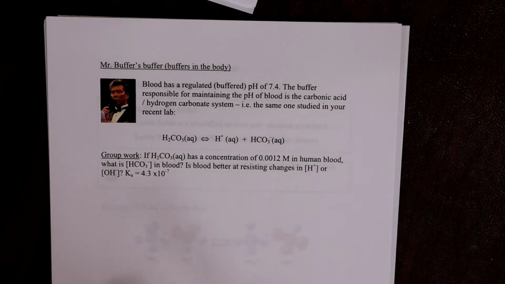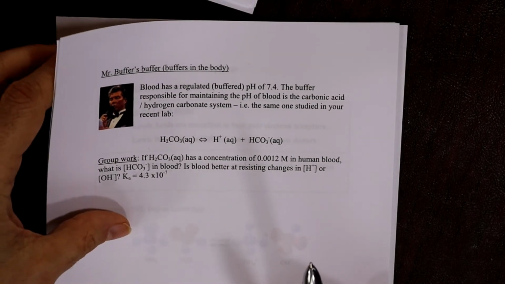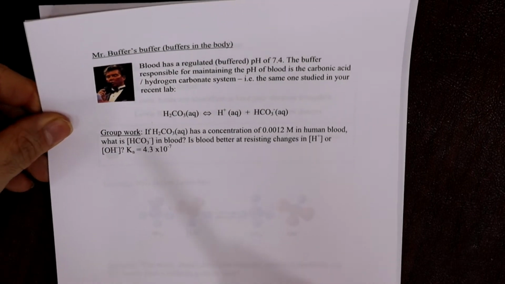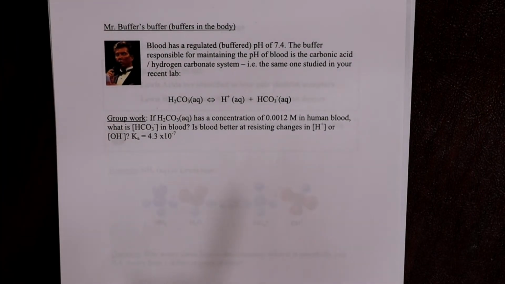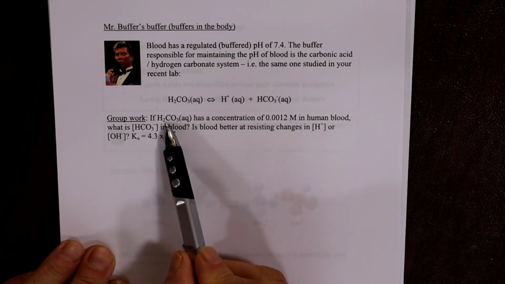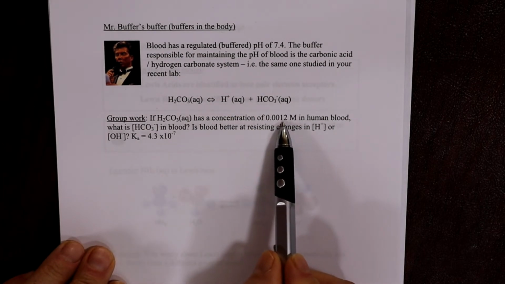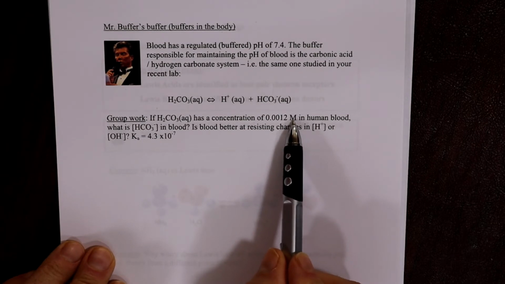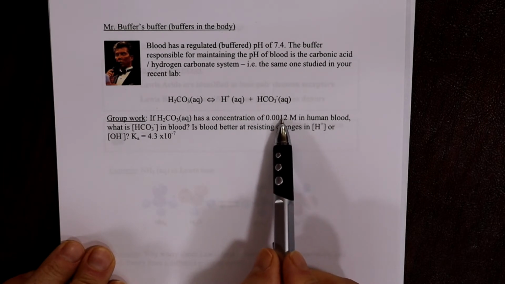Let's read this question. This group works. If you want to pause it and try it, give it a shot. It's kind of a harder question because it's designed for group work, so if you can solve this one, you're in real good shape. But let's go through it. If the carbonic acid has a concentration of 0.0012, and these are actual real numbers, that's the concentration of carbonic acid in your blood.